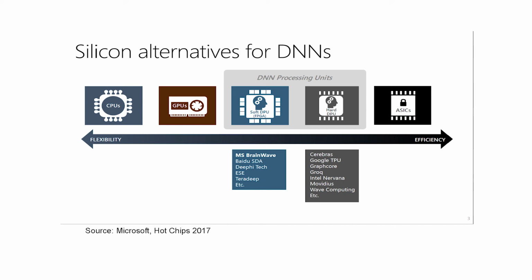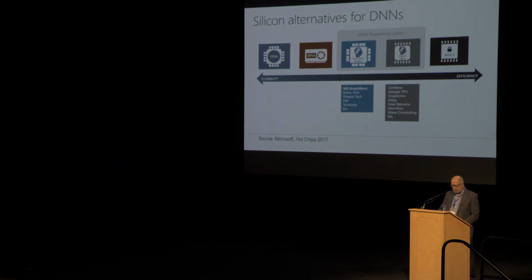Graphcore is here in the UK. Groq is a startup formed by a bunch of people who left Google. They worked on the TPU and then left Google to go on their own. Intel's doing it. Lots of other companies. So pretty exciting times. Most of these are focused on training, and some of them are for inference.